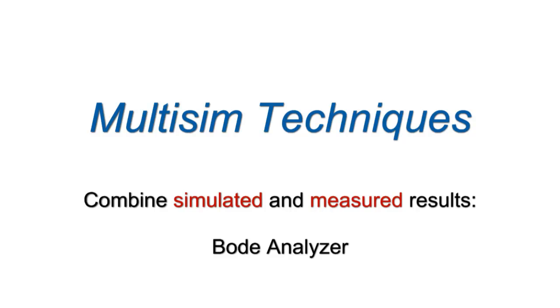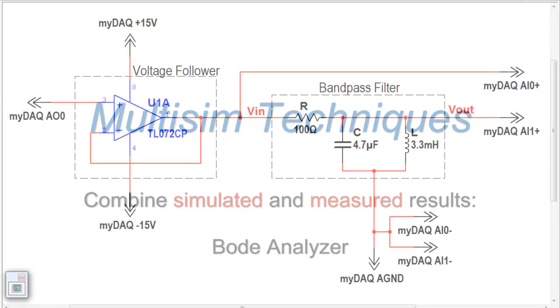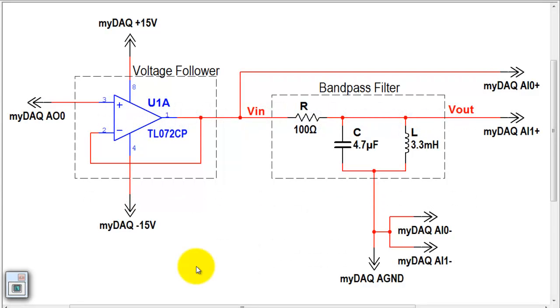In Multisim, it's easy to combine simulated and measurement results in the same instrument. Let's see how to do this with the Bode Analyzer. Here I have an RLC bandpass filter. The filter input is over here, Vin, and the filter output is Vout.